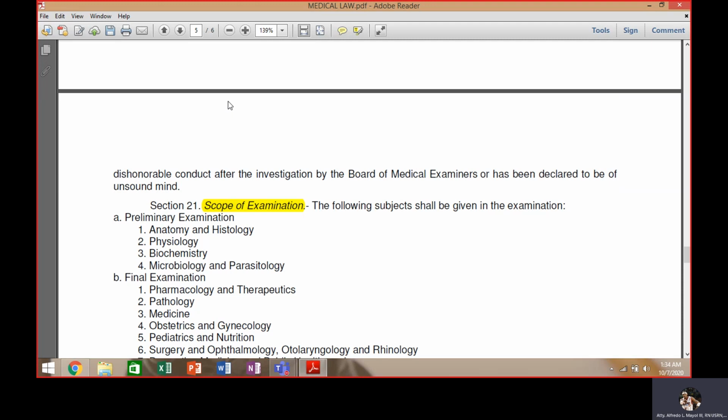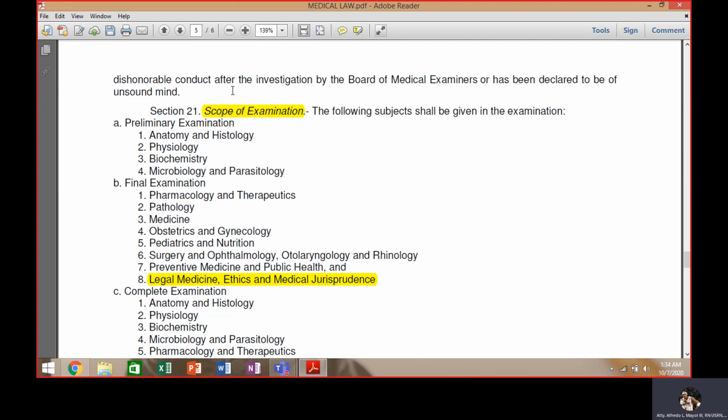Okay? So, like what I've said, good moral character is a continuing requirement. So, if you are a student, if you are taking the board exam, or after becoming a full-fledged doctor, good moral character is still a requirement. Okay? Your license can be removed if you violate such requirement.